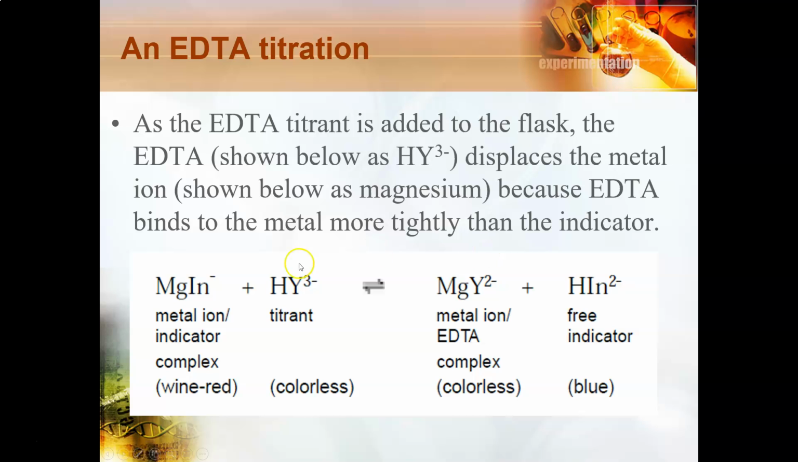So as we do the titration, we're going to add the EDTA titrant, and as soon as we've added just enough titrant so we don't have any excess, and we go from this pink color to this blue color, that means we've completely formed our metal ion EDTA complex, and we just have free indicator. So there's no more metal ions bound to the indicator.